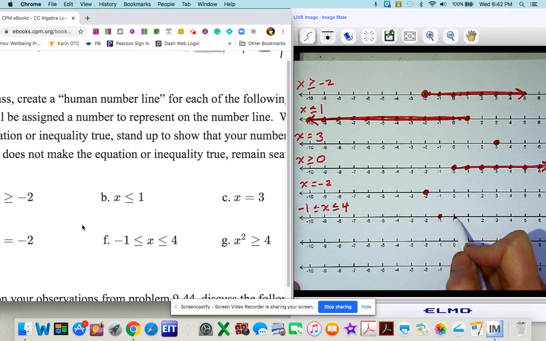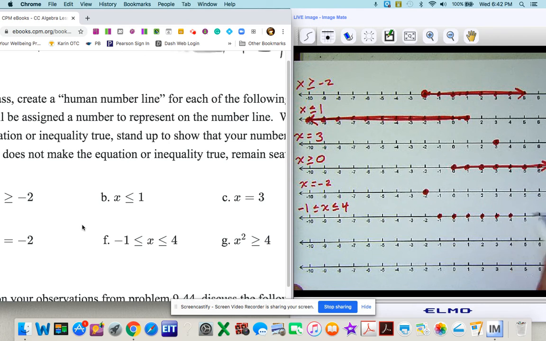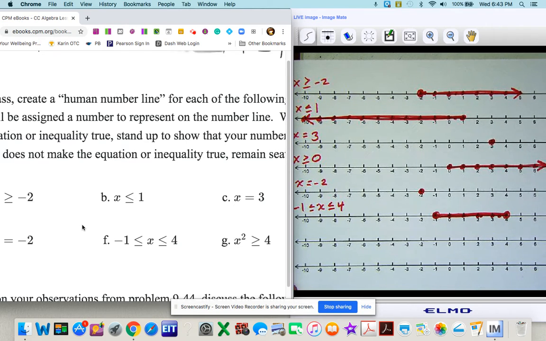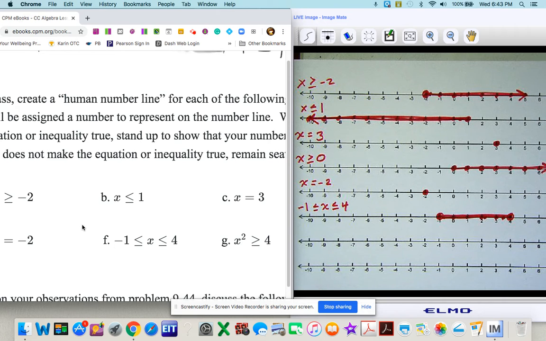Okay, 0 would also fit. 1 would fit. 2, 3, okay, and 4. 3.5 would fit. 2.1 would fit. Anything between -1 and 4 would actually be solutions. Okay, so I'm going to go ahead and shade that like that. Okay, so notice how it looks a little bit different when I have what's called a compound inequality. So x has to be greater than a particular number, but also less than another one. Okay, so you kind of see a difference here in the way it's graphed.